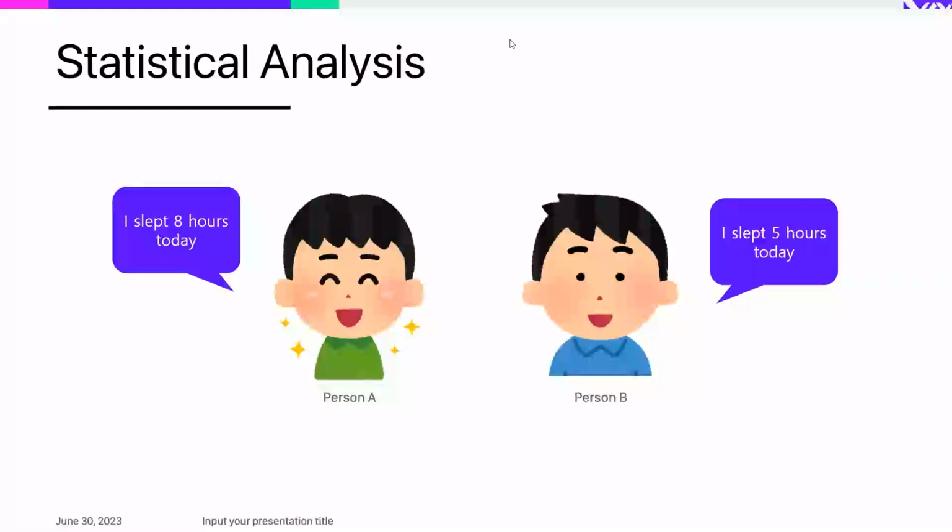Okay, you're assuming. What I want to say is that what you can only say from this information is that person A slept more than person B. Yeah, today. That's all you can really say from this.